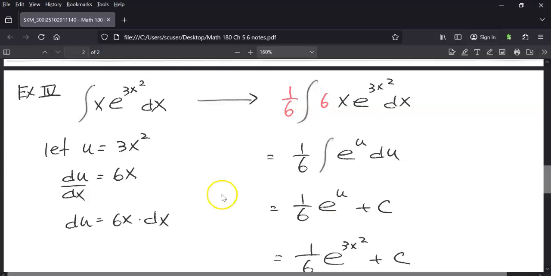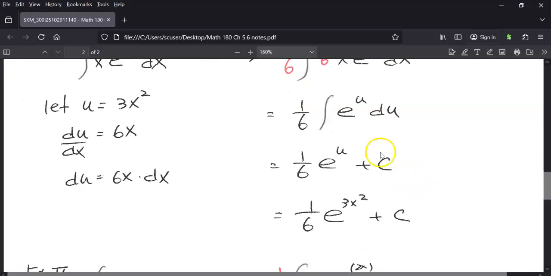Let's look at this one, same thing. We have an integration of x times e to the 3x squared dx. We're going to let u equal 3x squared, and du dx will be 6x. So du equal to 6x dx. If we look at our original question, we have x and dx, we just need a 6. So if we add a 6 in here, we need a 1/6 outside. So now we have 1/6 integration of e to the u du. Just like before, e to the u becomes e to the u when we do integration. So 1/6 e to the u plus c, and then u is 3x squared. We plug it back in, we have our final answer.